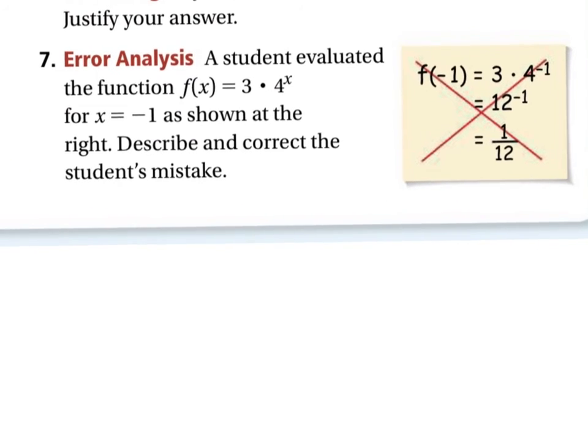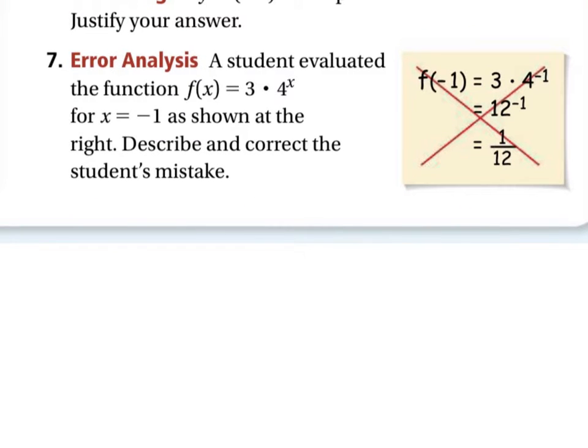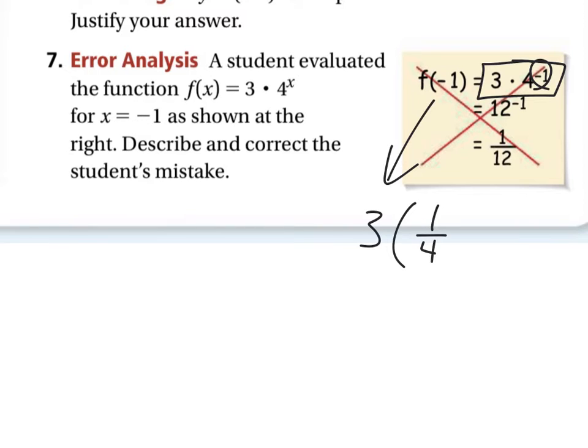Number 7, a student evaluated for x equals -1. Describe the student's mistake and correct it. The mistake they did is they multiplied these things together. They multiplied, and these were not like bases. Okay, if it's just 3 times 4 and that's all you got, no exponents, you can multiply. But if you have exponents on something, you can't just multiply those together. So 4 to the negative first power, that'd be like 1 over 4 to the first power, or just 1/4, and multiply, that would be 3/4.